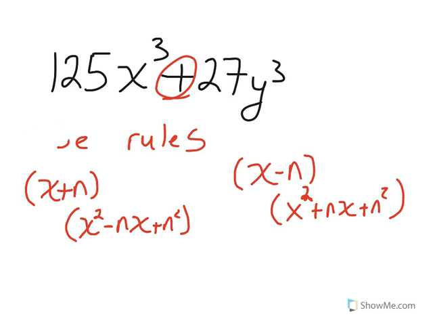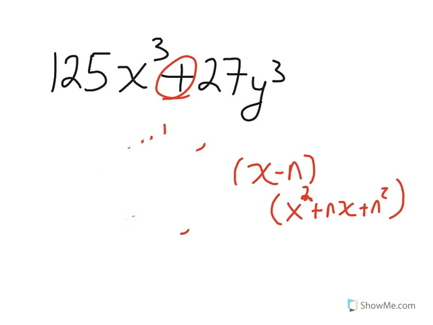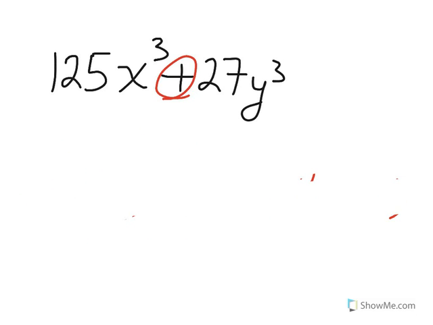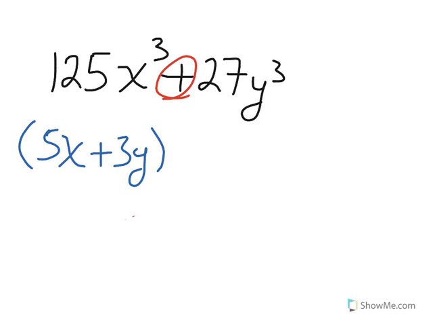Alright, since it's a plus sign, we're going to use the second one here. So all I'm going to do is go, what times what gives me 125x squared? So that's going to be 5x. What times what gives me 27? That's 3. And since the y cube's added there, it's just going to be y.